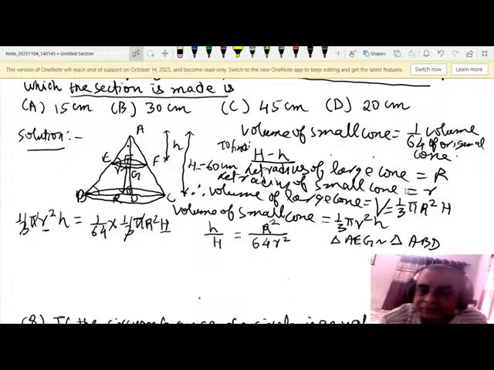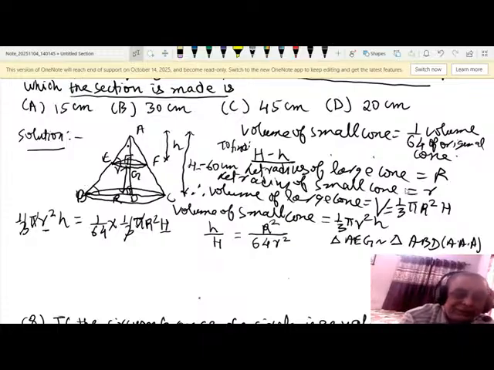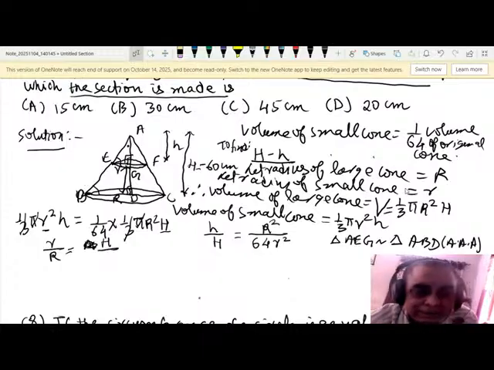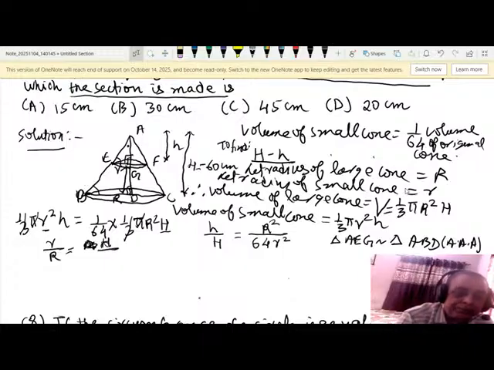These are common angles, so the triangles will become similar by angle-angle-angle similarity. So the result will be EG, that is small r, divided by capital R, equal to AG, that is small h, divided by AD, that is capital H. So small h by capital H is equal to small r by capital R.